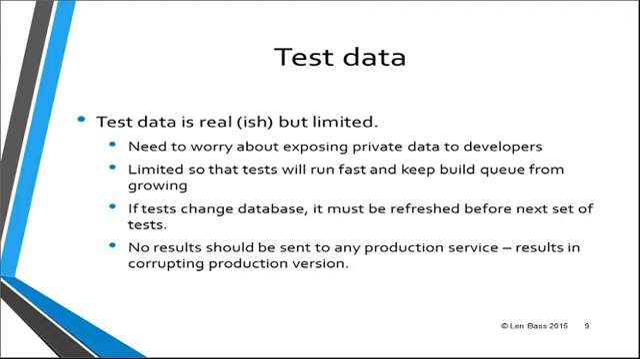The test data that you use is real, sort of, but it's limited. You need to worry about exposing private data to developers, so there are techniques to obscure data. If you've taken real data from the database, you can obscure some of the personal information. It's limited because you want the tests to run fast, and you want to keep the build queue from growing. If the tests change the database, then the database has to be refreshed so that each test is independent. And whatever you do, don't affect the production service. That's a no-no for a whole variety of reasons.